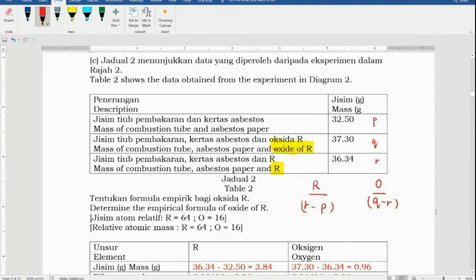Jonathan, okay, this mass. Trinity, okay? Okay, good. Trinity, okay?